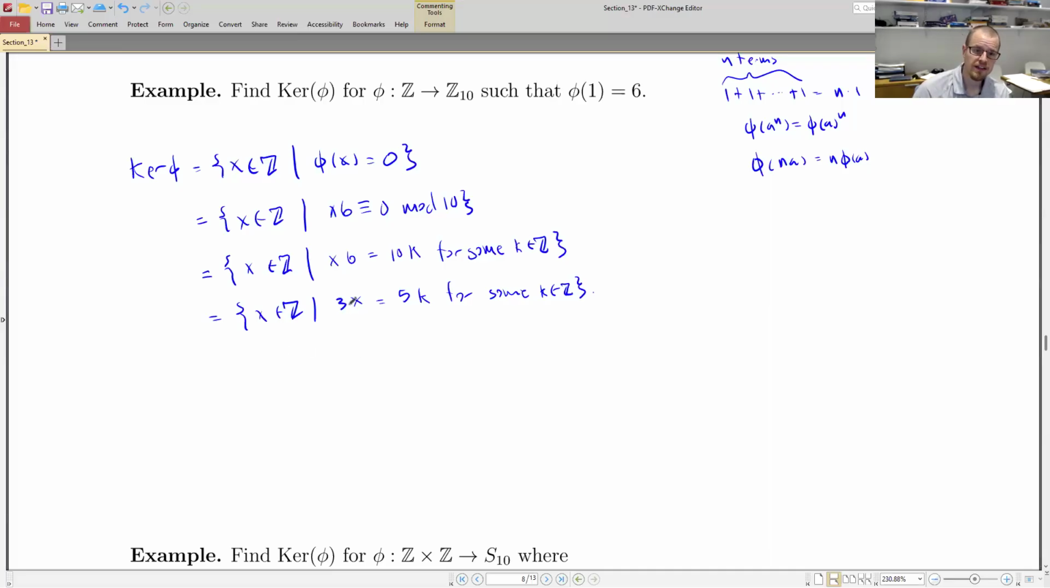Now we agree that 3 does not divide 5, 5 does not divide 3. Okay, so in order for us to have that 3x is equal to 5k, we have to have that k, for example, has to have a factor of 3. That's fine. But in particular, the value of x has to have a factor of 5. So we have to have that 5 divides x in this case.